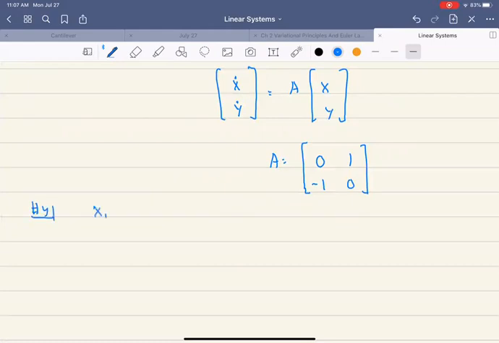Let's take x1 prime equals x1 minus x2 plus x3 minus x4. x2 prime equals x1 plus x2. x3 prime equals square root of pi x1 minus x2, and x4 prime equals 0.